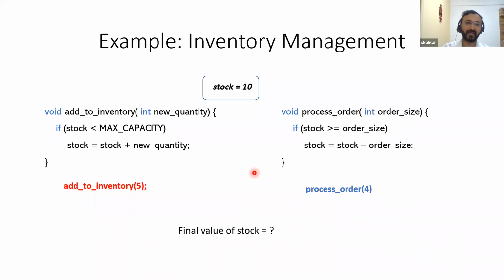And now there are 2 different threads running these functions in parallel, right? Suppose thread 1 is doing this, thread 2 is doing this, and both are running in parallel without any intervention, because any user can place an order at any point of time, and any, say, inventory controller can add stock. So what would be the final value in this case? I would like to take input from the audience here before going further.